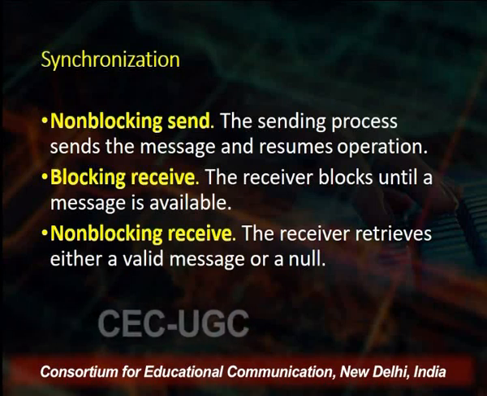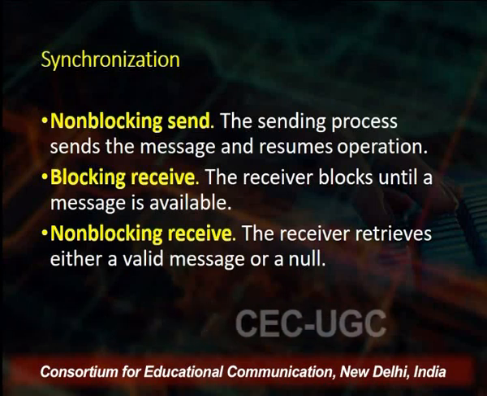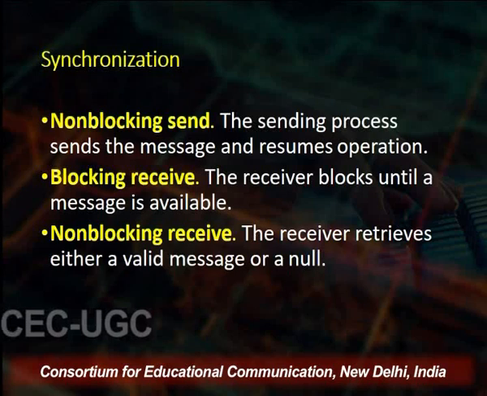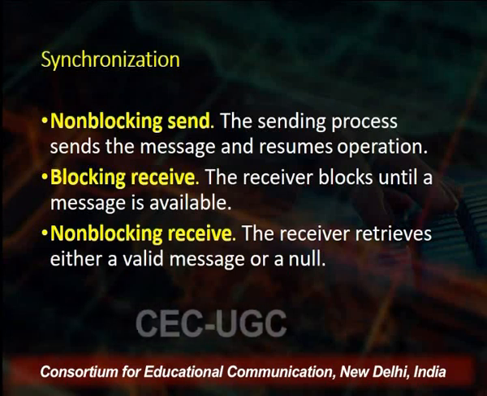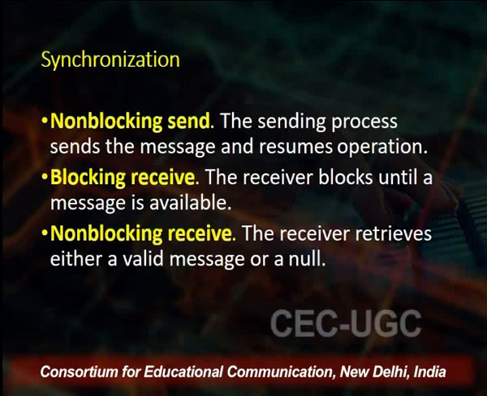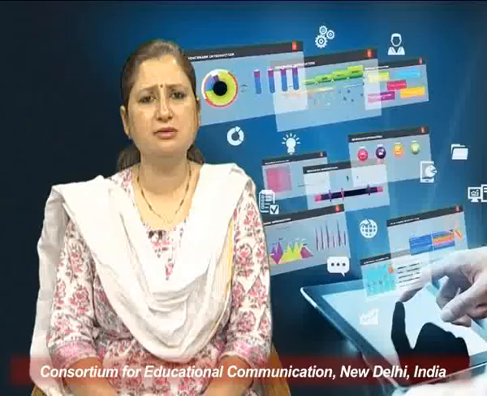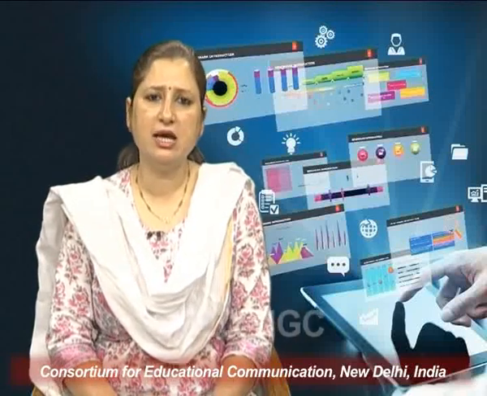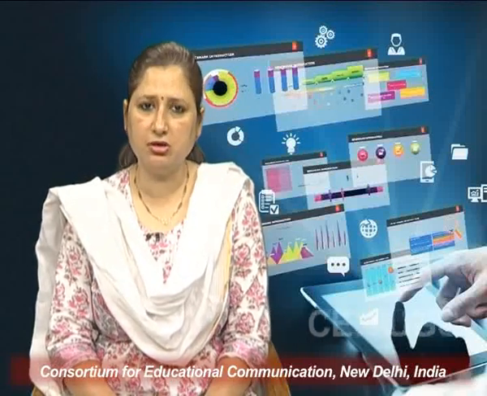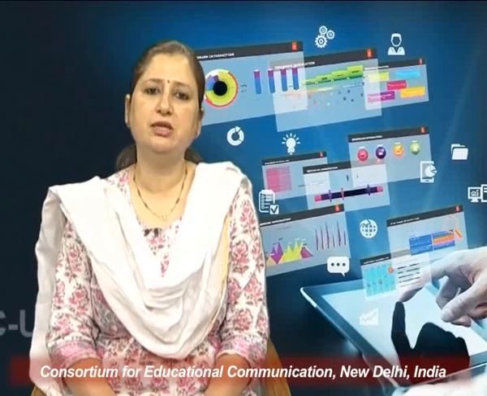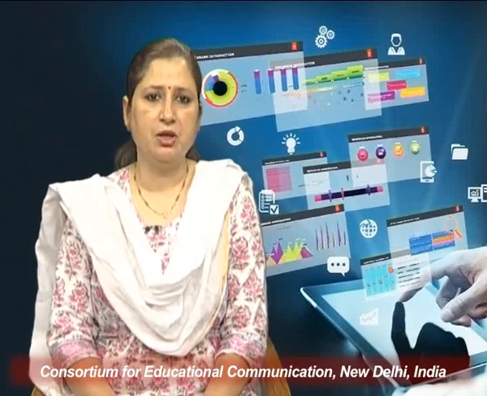So the receiver will get to know that a message is awaited, and it will block till the time the message is coming. And non-blocking means that the receiver retrieves either a valid message or a null. So it is not going to stop, but it is only going to retrieve when the message is coming. So this is about how synchronous and non-synchronous communication can happen between the two communicating processes.